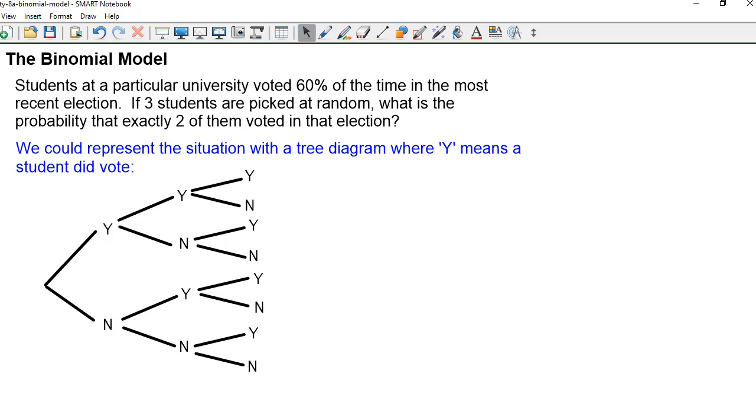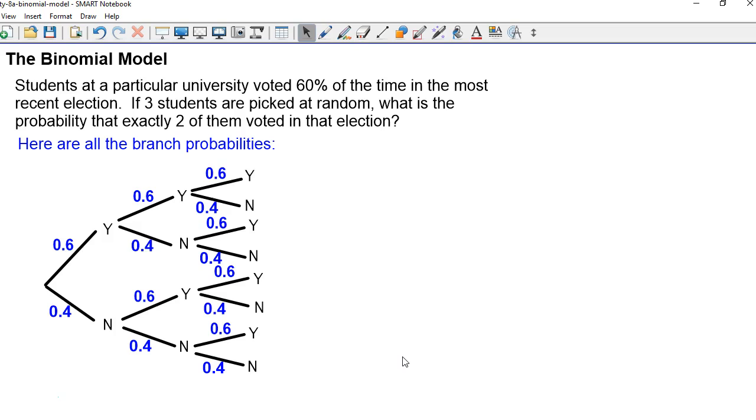So this first branch is the outcome of the first student, then the second student, the third student. Right, here are all the branch probabilities. If there's a 60% chance of an individual student voting, then that means the yes probabilities of all the branches are 60%, and the no probabilities would be the 40% chance, the complement of 60%.